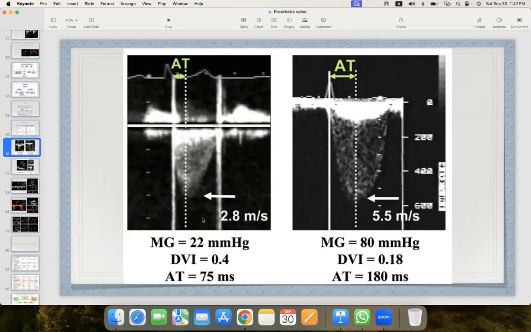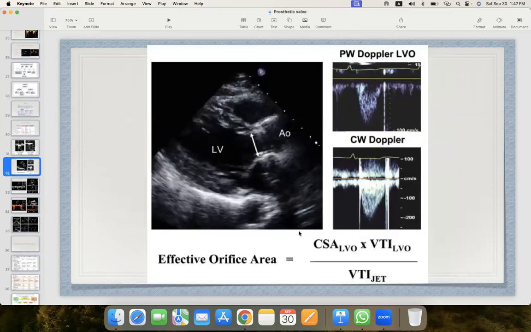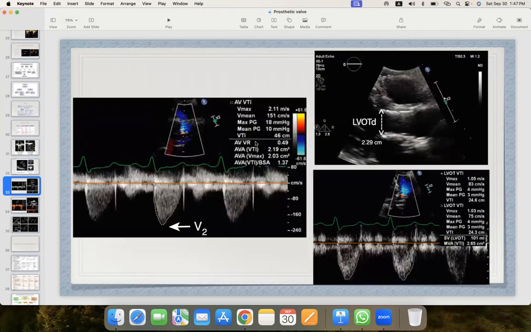On the other hand, this patient has normal velocity, normal DVI, and normal acceleration time. Here again, and we went through this, how to calculate the effective orifice area. You measure the DVI, and then you multiply it by the LVOT VTI and divide it by the aortic VTI. And as I mentioned, you will try to measure it before the valve itself.